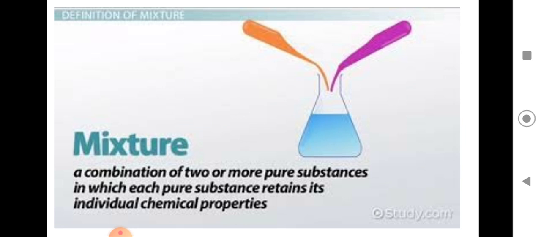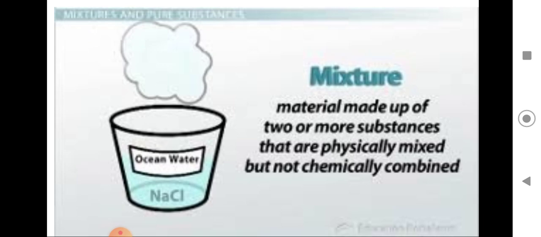So now the new term, mixture: a combination of two or more pure substances in which each pure substance retains its individual chemical properties. Pure substance is the opposite of mixture. When two or more pure substances are mixed together, they form a mixture. In simple words, a mixture is a material made up of two or more substances that are physically mixed, and there is no chemical combination. They will not form any new chemical product when they are mixed.